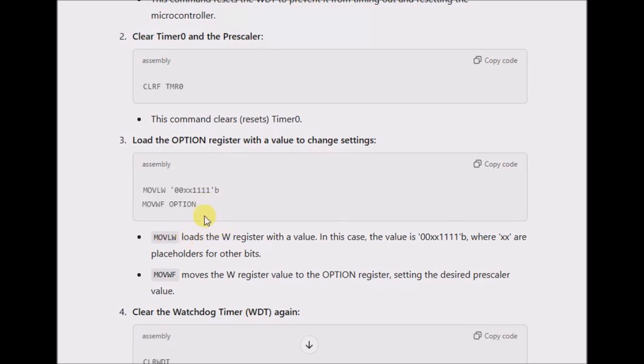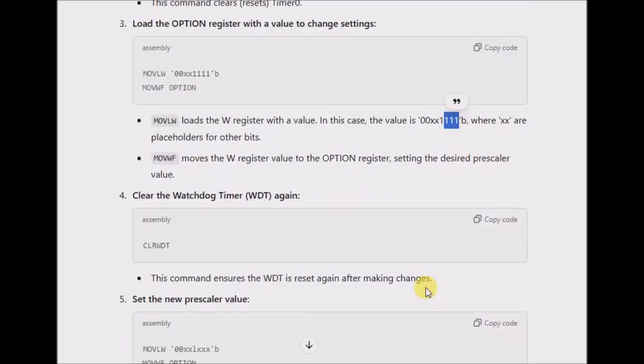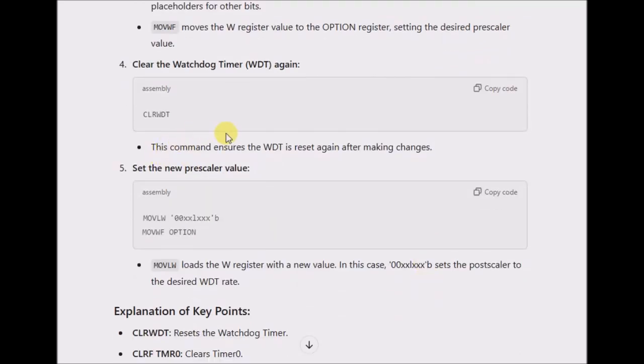MOVLW loads the W register with a value. In this case, the value is 00XX1111, where XX are placeholders for other bits. MOVWF moves the W register to the option register, setting the desired prescaler value. This command ensures the WDT is reset again after making changes.